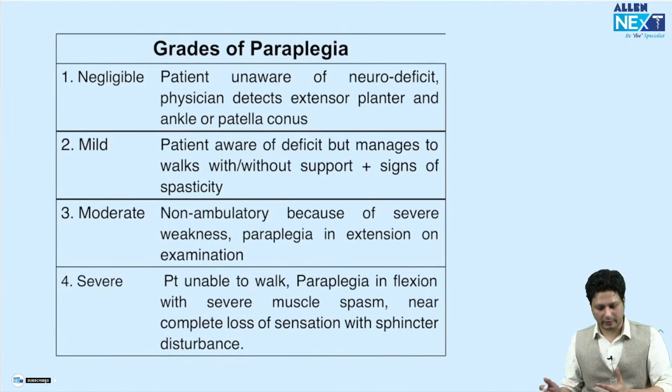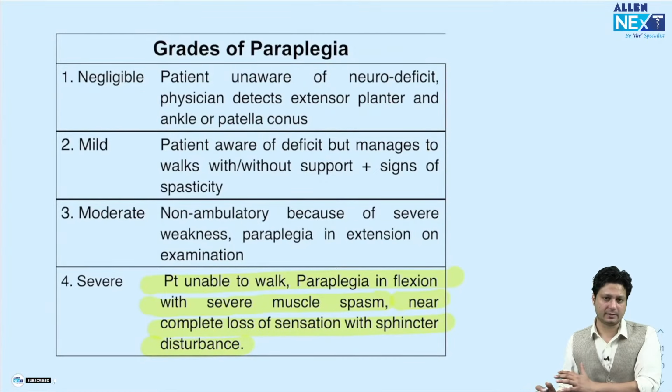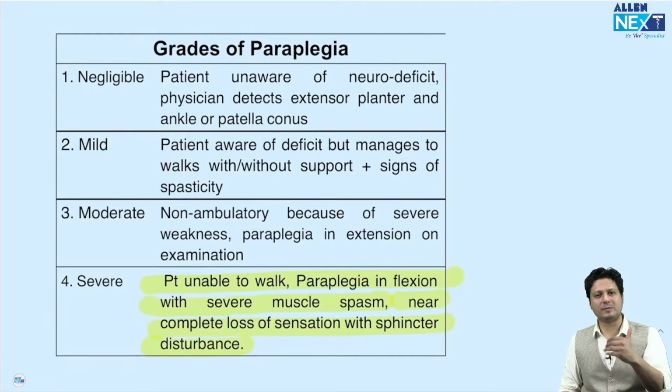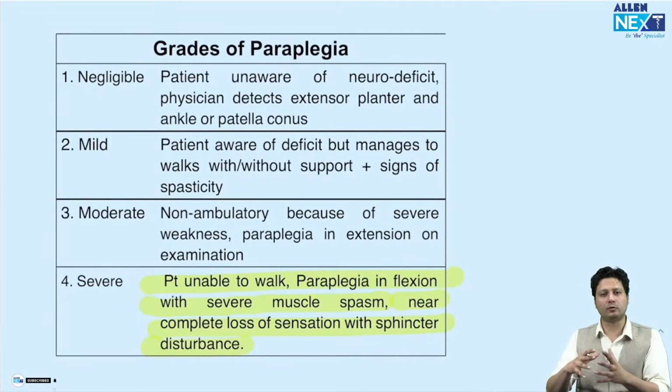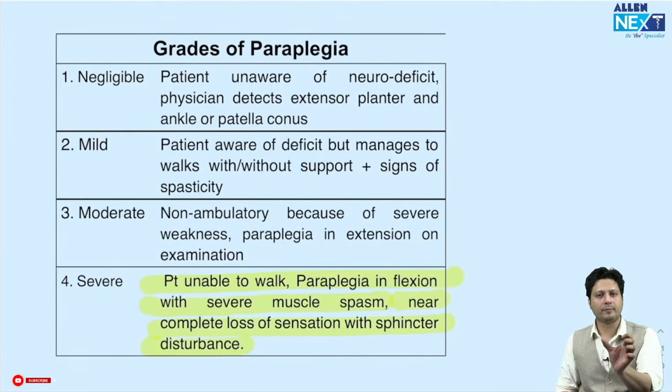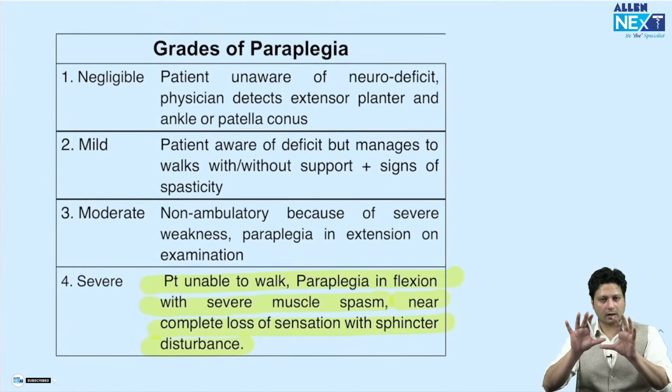And in this stage 4, what is happening? The patient is unable to walk. There will be paraplegia in flexion with severe muscle spasm, but near complete loss of sensation and sphincter disturbances. Sphincter disturbance means that the patient is not able to feel the urination, and is not able to feel the defecation. There is a loss of urination and defecation sensations.